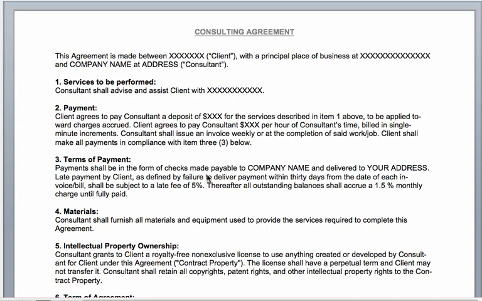I'll show you in this tutorial how to write a very consultant-friendly consulting agreement. And what I mean by that is this will teach consultants how to write consulting agreements that will protect their interests and protect them legally and financially. And I'll go through this step by step.